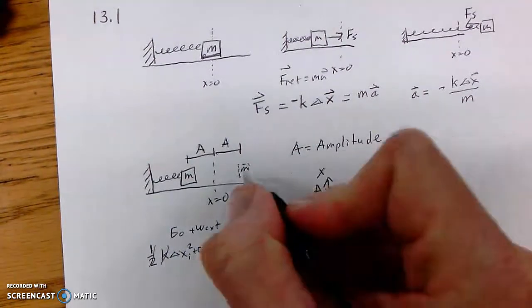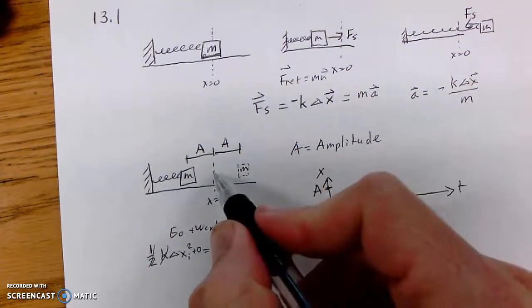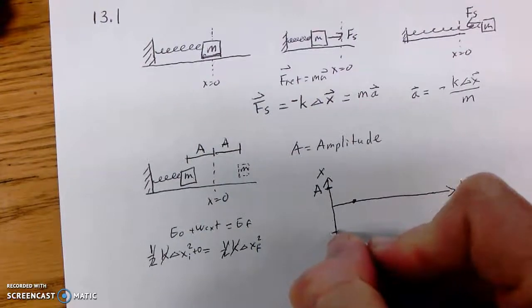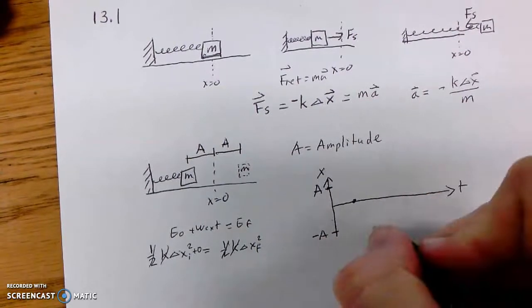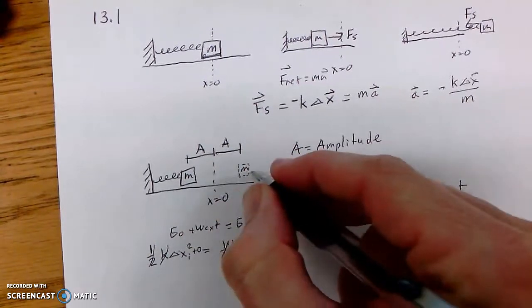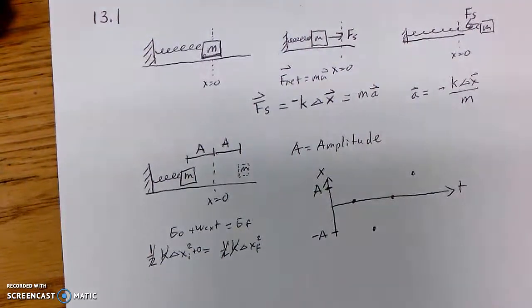What's going to happen is it's going to go back towards 0. It's going to start up here at A and then go back towards 0. And then it's going to go to negative A, down here somewhere. And then it's going to go back to 0, and then back to A, and then repeat again. Repeat, repeat, repeat. So what should the shape of the graph look like?